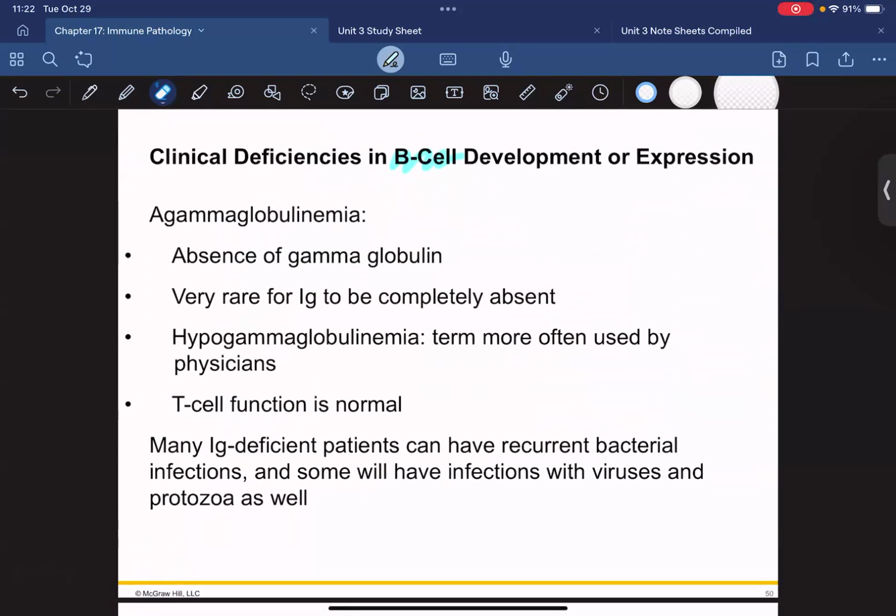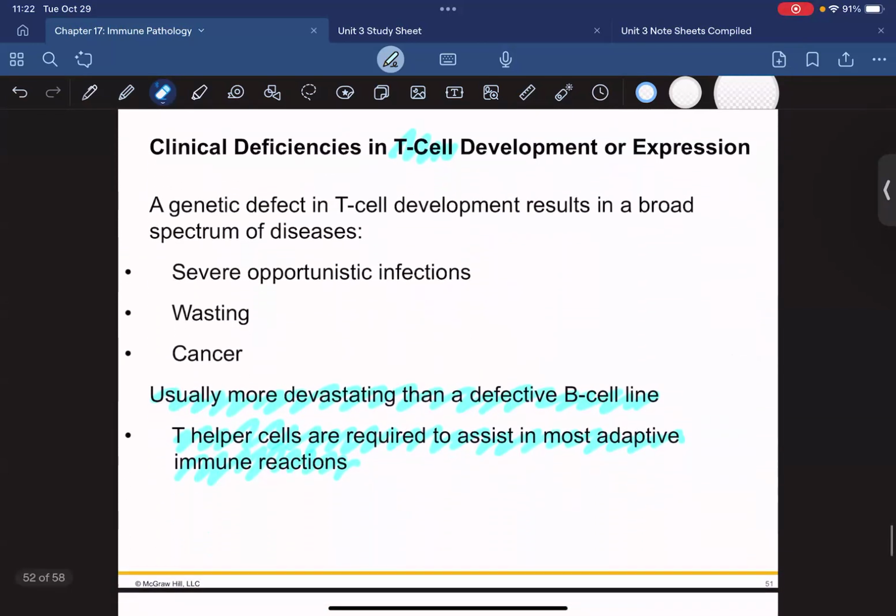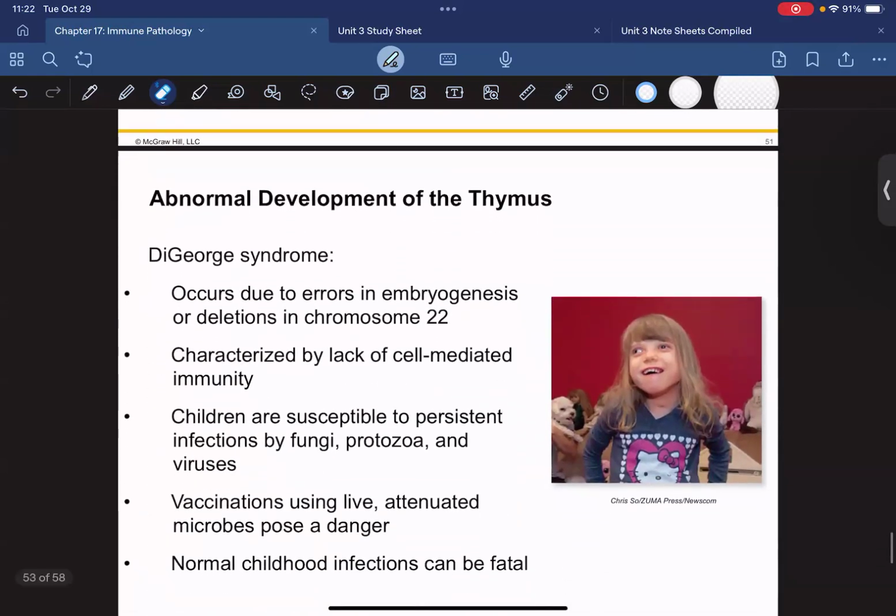So ones that are affecting the B cells are going to affect your ability to make antibody, essentially. So anything that depends on an antibody reaction, like a lot of bacterial infections, could be affected. T cell issues are going to be more devastating because your captains, your T helper cells, are what B cells and T cells are dependent on. So your entire adaptive immunity depends on your T helper cells.